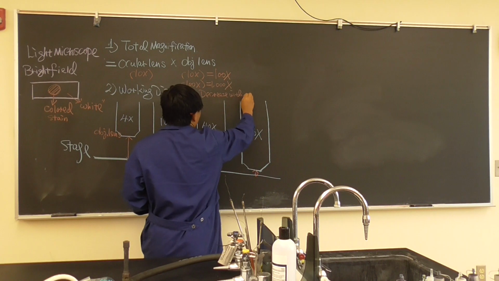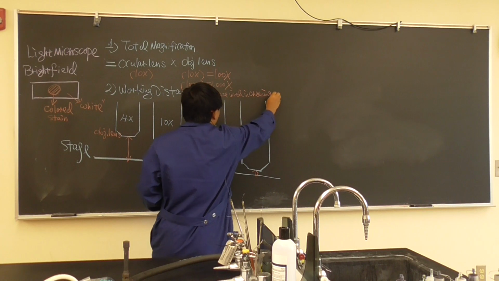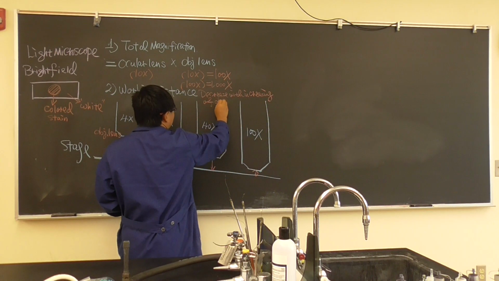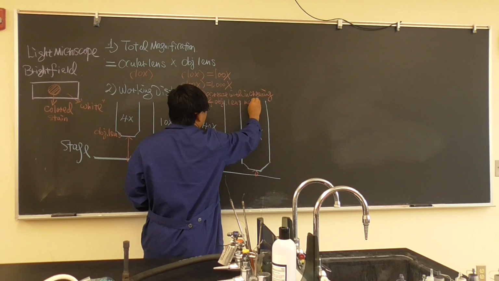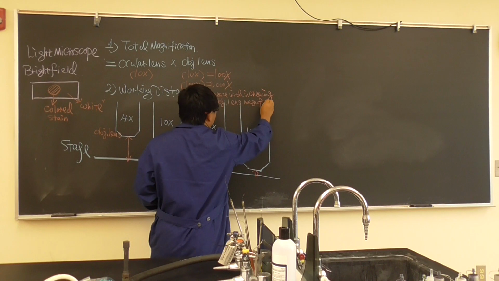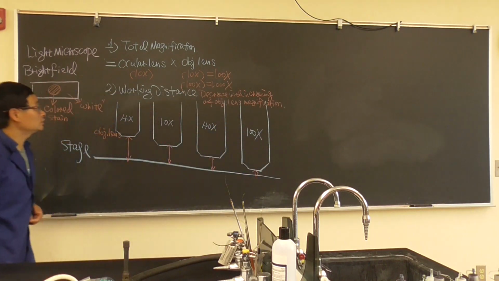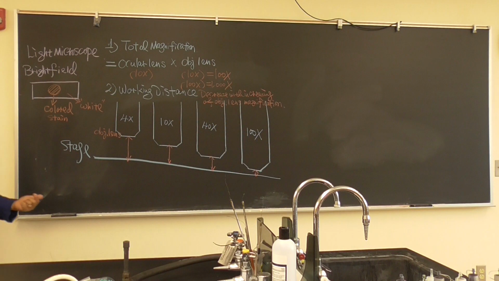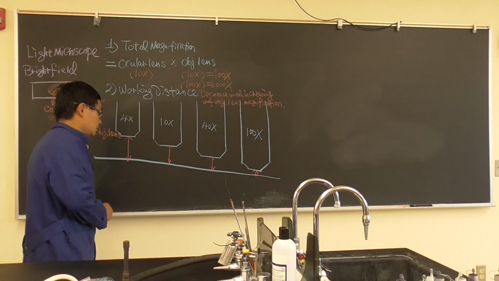So working distance decreases with increasing objective lens magnification. That's the second point we want to talk about, working distance. We will mention later on why it is important.